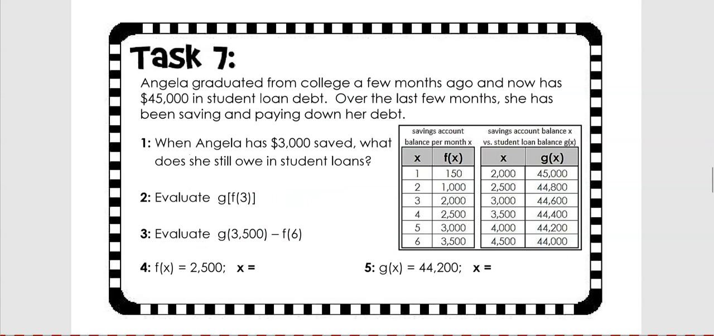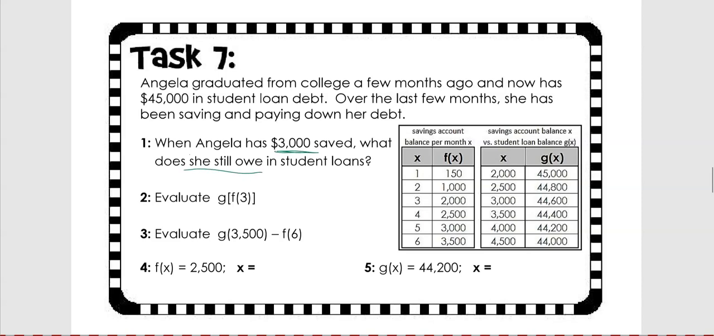So for task number 7, which is the next one that has anything new in it, we're going to go ahead and look at the 2 tables that are related to each other. So it's pretty interesting how they have this one set up. So Angela graduated from college a few months ago and now has $45,000 in student loan debt. Over the last few months, she has been saving and paying down her debt. So number 1 says when Angela has $3,000 saved, what does she still owe?